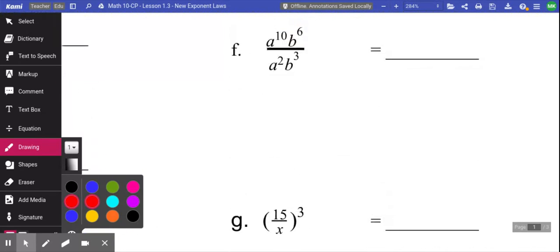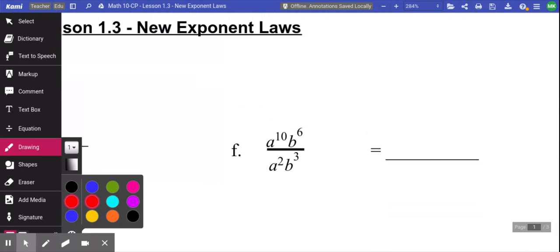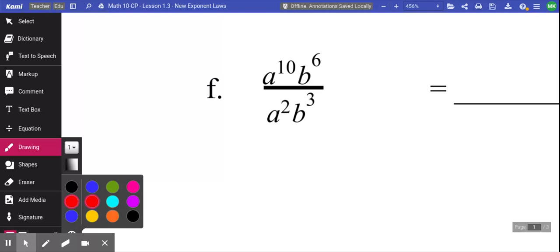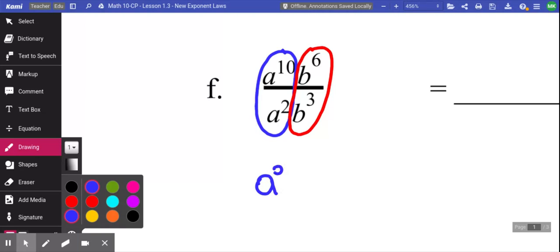Cool. Up here, we've got division again, but now we've got multiple letters. Bases can only go with like bases when you're doing exponent rules. That means your A's can go together and your B's can go together. If we focus on the A's, a to the power of 10 divided by a to the power of 2 would become a to the power of 8. Because 10 minus 2 is 8. The b's, b to the power of 6 divided by b to the power of 3 would become b to the power of 3. 6 minus 3 is 3.